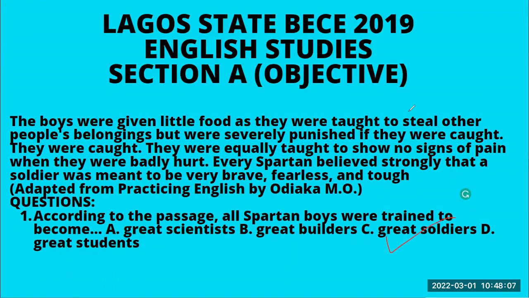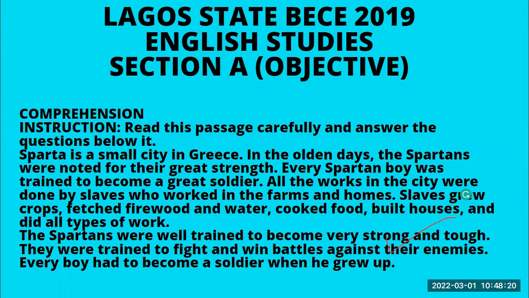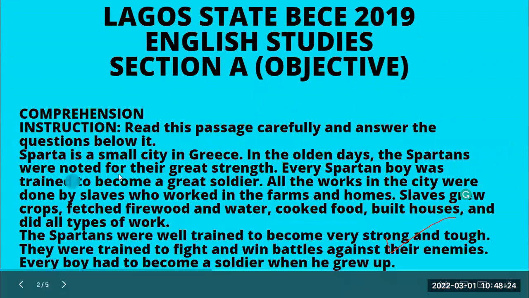However, for the sake of confirmation, we are going back to the passage, all right? So let's go back to the passage. Sparta is a small city. Well, let's just look for the place, all right? The Spartans were well trained to become very strong and tough. Okay, it's here. It's in the first paragraph.